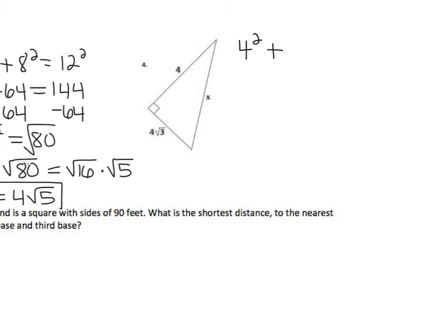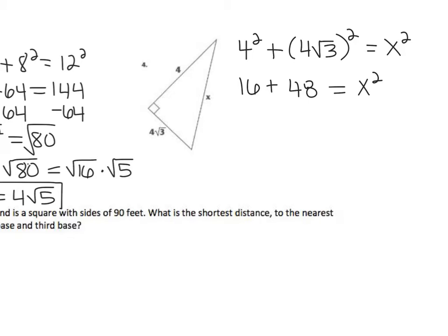So we get 4 squared plus, we want to put 4 square root 3 in parentheses, and then squared equals x squared. We want to make sure that when we square 4 square root 3, we put the entire thing in a set of parentheses. So we end up with 16 plus, and then if you use your calculator to square 4 square root 3, you're going to end up with 48. Make sure you put parentheses around it in a calculator. Equals x squared. 16 plus 48 is 64.